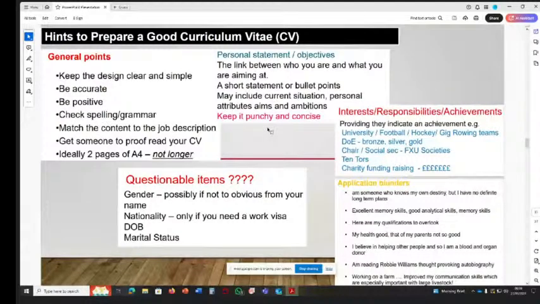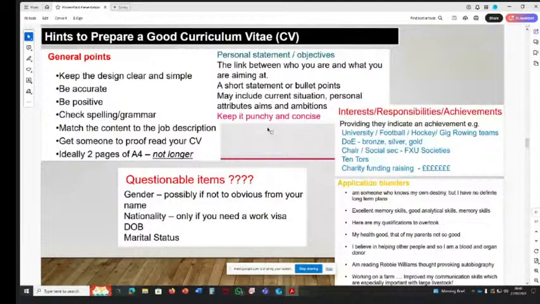There are a few application blunders, things CVs do not consider. For example, someone who says I know my own destiny, but I have no definite long-term plans, don't write this kind of statement. Excellent memory skill, good analytical skill, don't write again. Here are my qualifications to overlook, not like that.